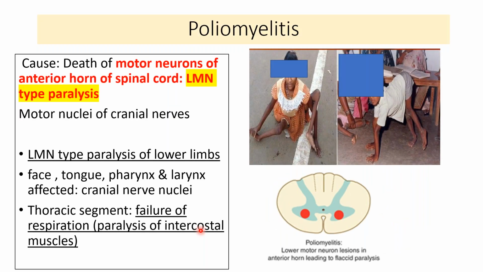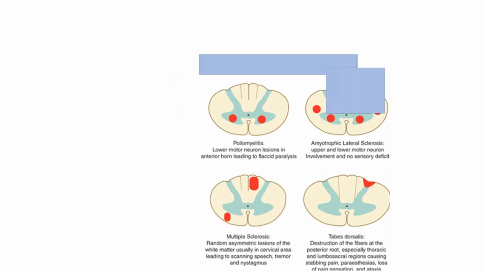Now, this is the last condition, poliomyelitis, in which there is death of motor neurons in the anterior horns of the spinal cord. This is lower motor neuron type of paralysis because the motor neurons of the anterior horns are totally dead. It also involves the motor nuclei of the cranial nerves. So this is a motor neuron type of paralysis of the lower limb. In case thoracic segments are involved, there will be failure of respiration because the intercostal muscles will be paralyzed. So failure of respiration will also take place in poliomyelitis.